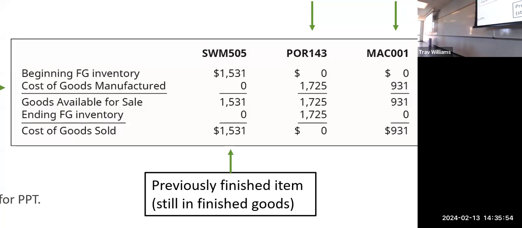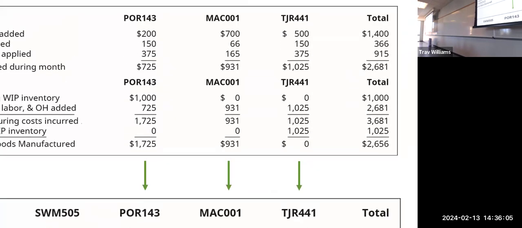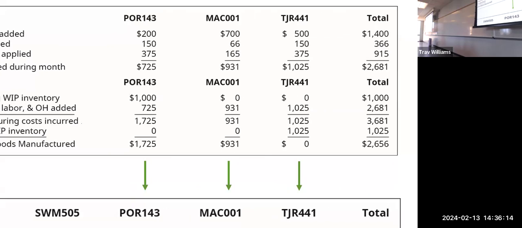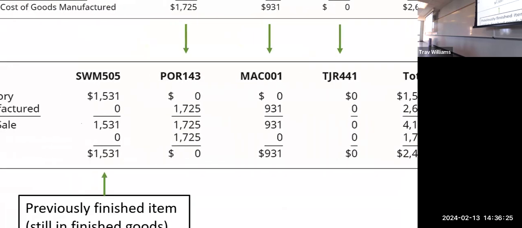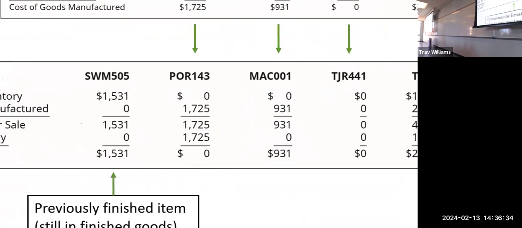And then there's one more product here. Yeah, there we go. Okay, that one's all zeros. So let's see what's going on with that one. It's still in process. This TJR 441 was not completely manufactured yet. So since this first category is finished goods inventory on this table, well, it's not finished yet. So that's why it's all zeros.